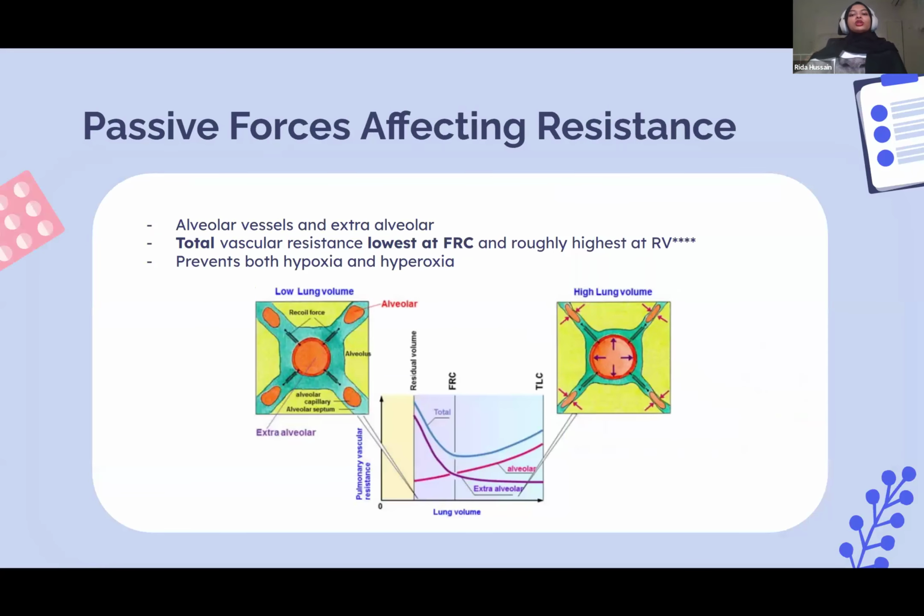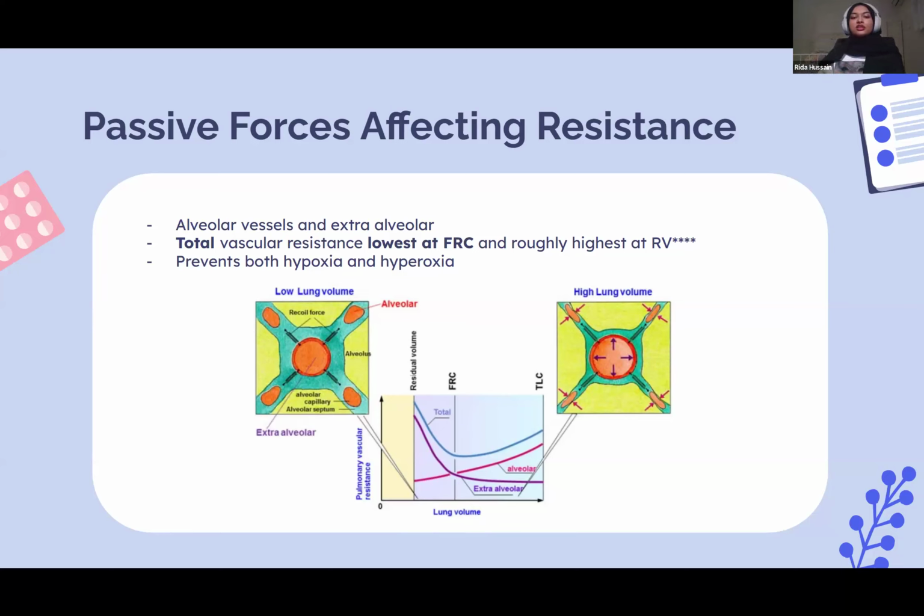Moving on. Now we're going to be talking about the passive forces that affect resistance in the pulmonary circuit. This is really important, and especially this graph. This graph has come in so many different contexts in our exam. I really want you guys to memorize it, okay? I'll give you guys an idea of how the questions come at the end, okay? So as we said, the pulmonary circuit doesn't really have arterioles, but it has alveolar vessels and extra-alveolar vessels, which are very self-explanatory by the name itself, okay?